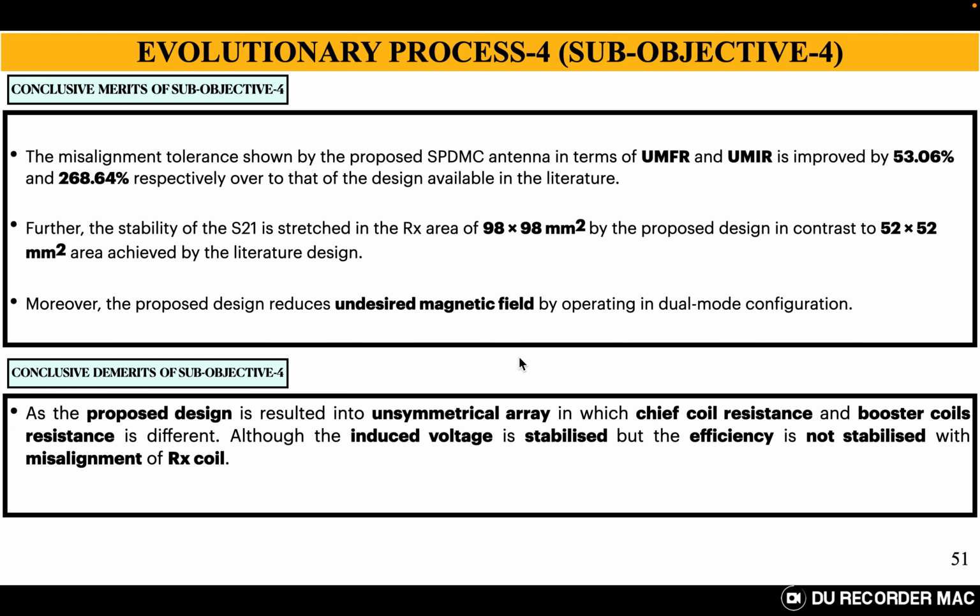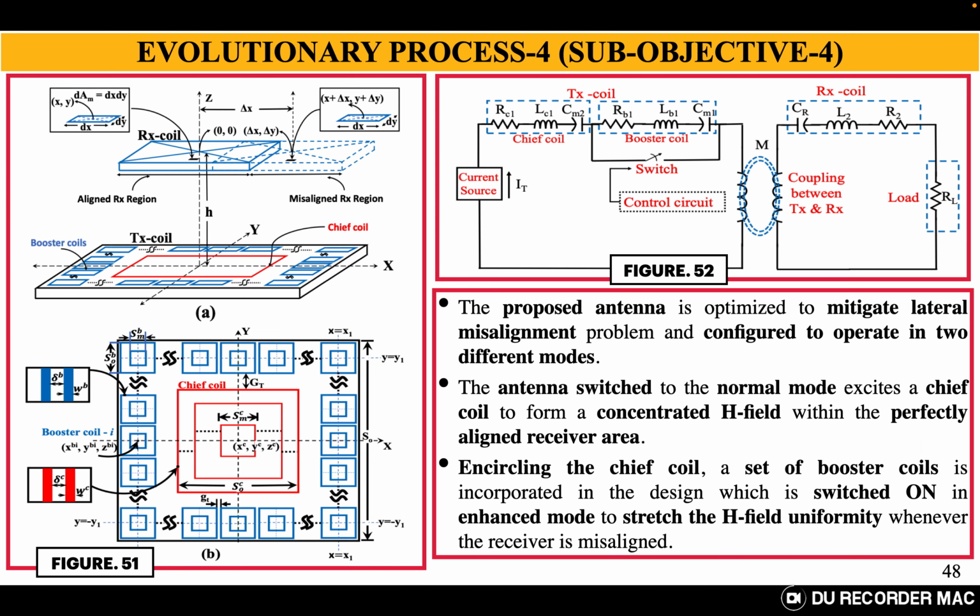But there is a disadvantage in this particular design that made us go into evolutionary process 4B. I already said in evolutionary process 4 there are 2 designs. The reason for the 2 designs is that in this particular design we found a small disadvantage. The disadvantage is because this is an unsymmetrical array. I'll just go back. Now if you see, this chief coil and these booster coils are not identical designs.